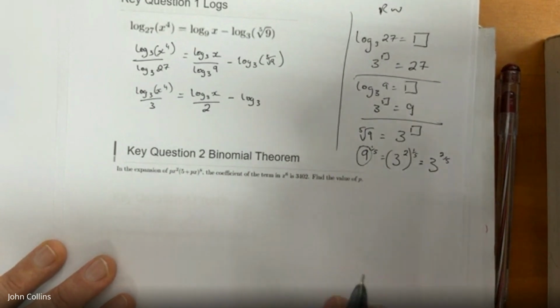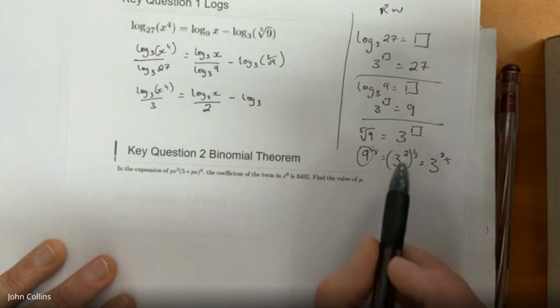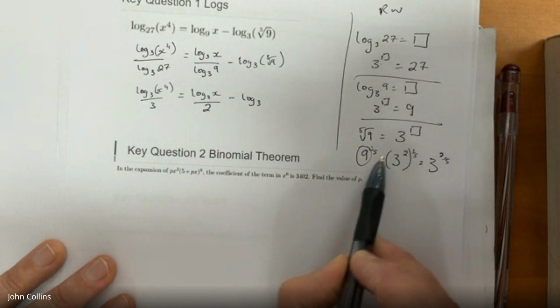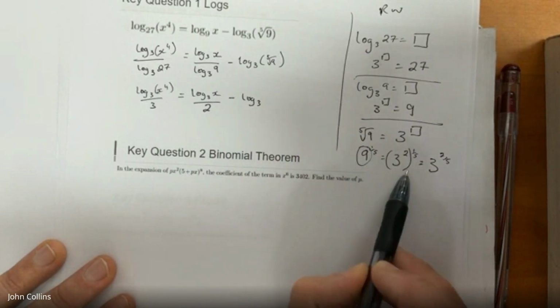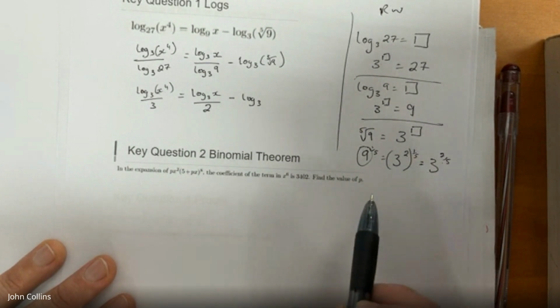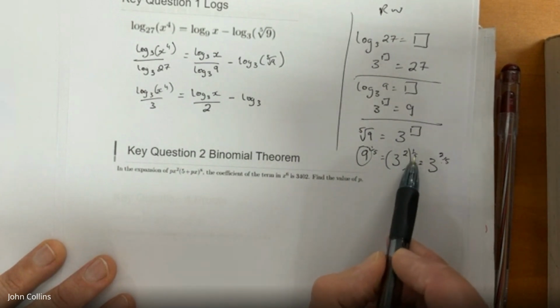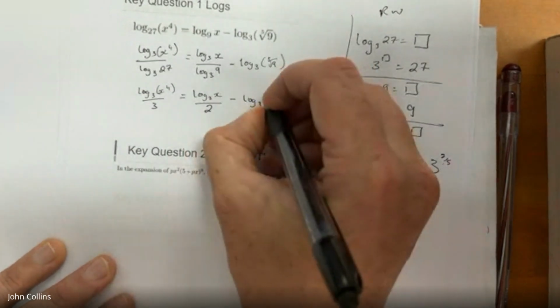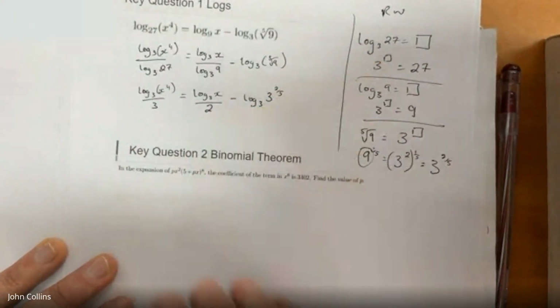This is a really difficult one, but because 9 is 3 squared, and it was 9 to the 1/5, that 2 is multiplied. So 2 times 1/5 is 2/5. So you multiply these. That's a rule of logs. So that's 3 to the power 2/5.